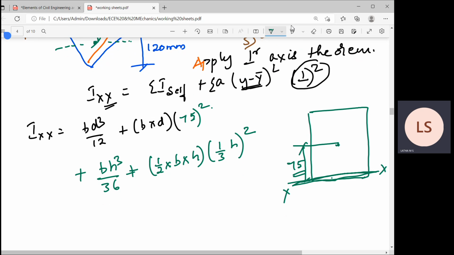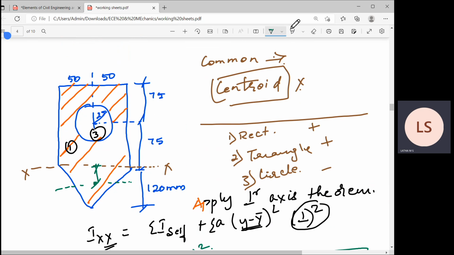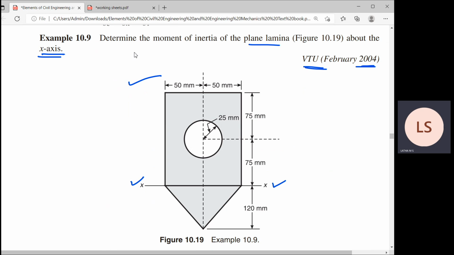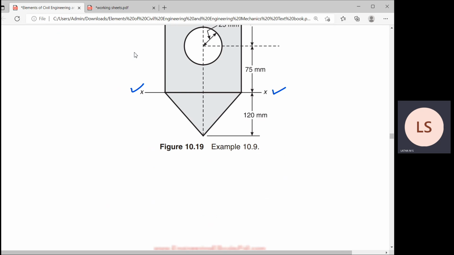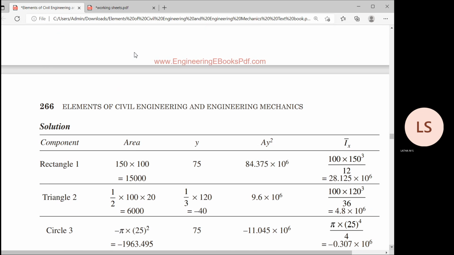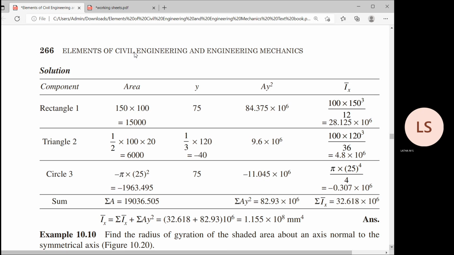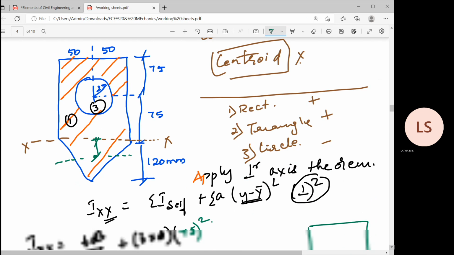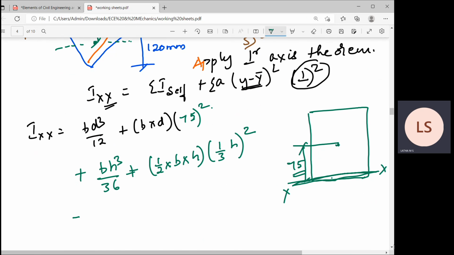Okay. And the last one is minus. We have to subtract the circle. For a circle, what is the moment of inertia? Pi r square by, one second, I'll check with that. Pi r to the power of 4 by 4. Yeah, pi r to the power of 4 by 4. Okay, so this will be minus pi r to the power of 4 by 4.